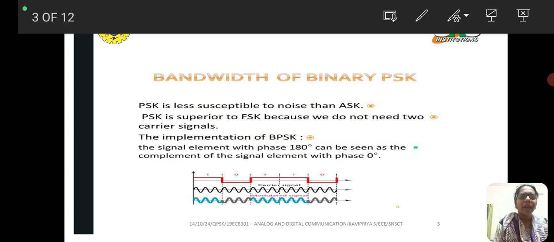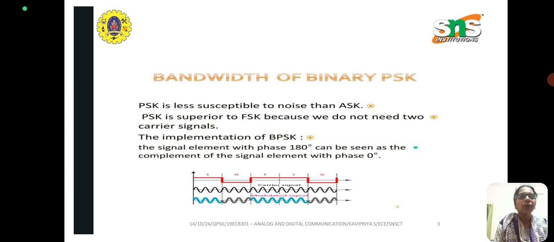Binary PSK is less susceptible to noise than ASK. PSK is superior to ASK because we don't need two carrier signals. We have two carrier signals in the case of FSK, whereas in PSK it is not required. Also, the implementation of BPSK is easier. The signal with 180 degree phase can be seen as a complement of the signal with 0 degree phase shift.